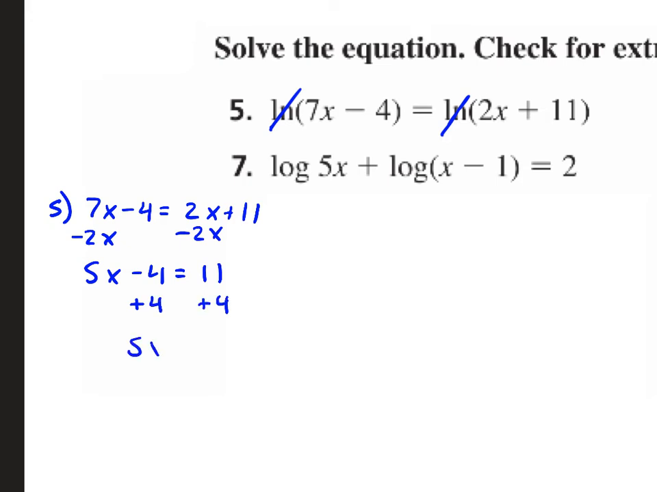Add 4. 5x is equal to 15. What do we get for x? 3. And we're done. Any questions on this one?